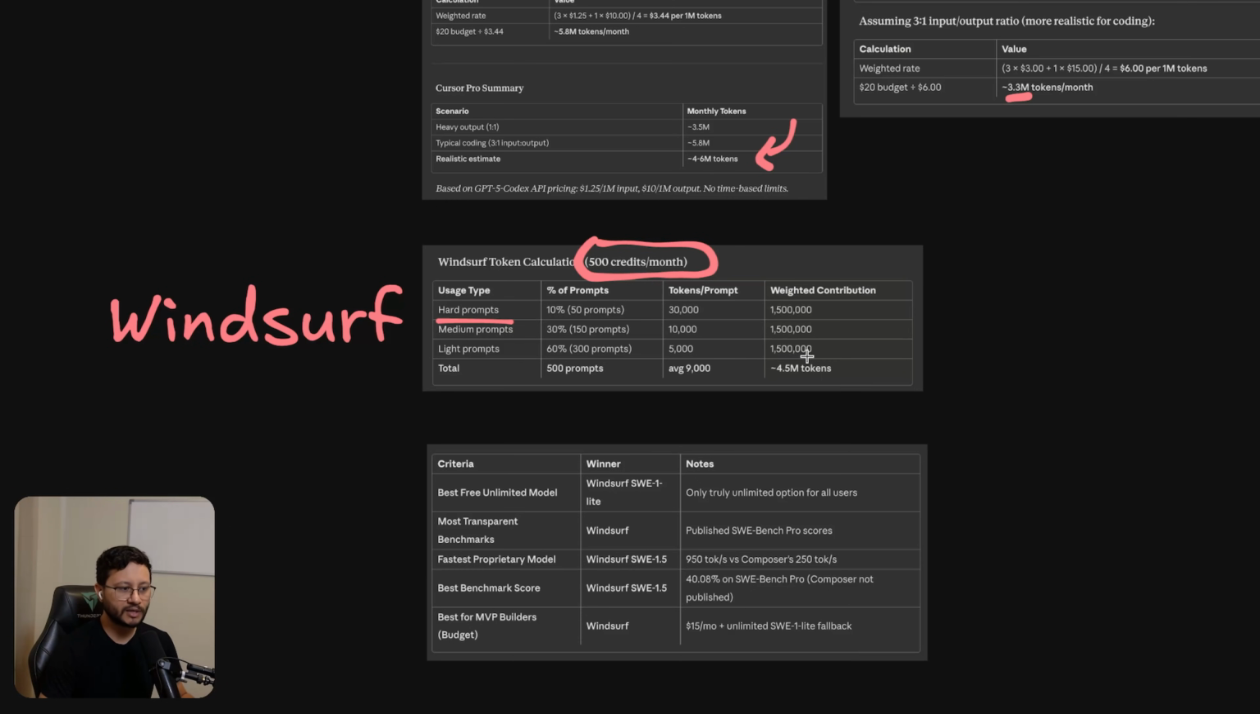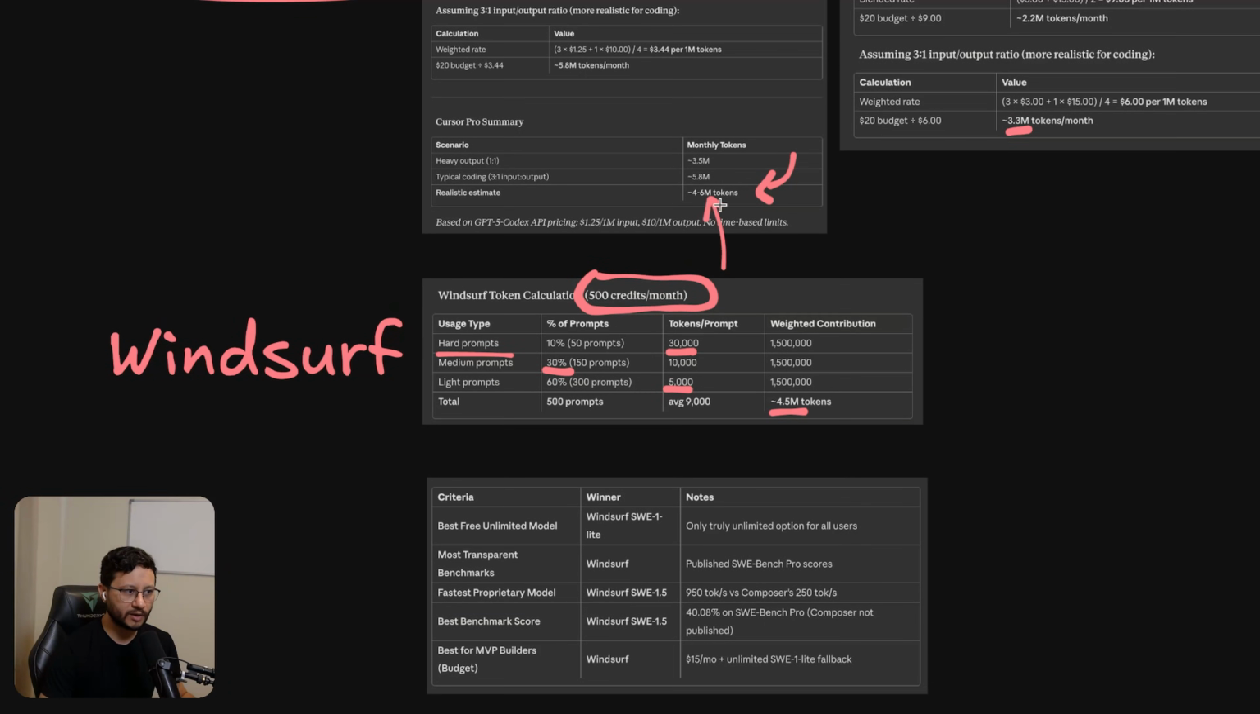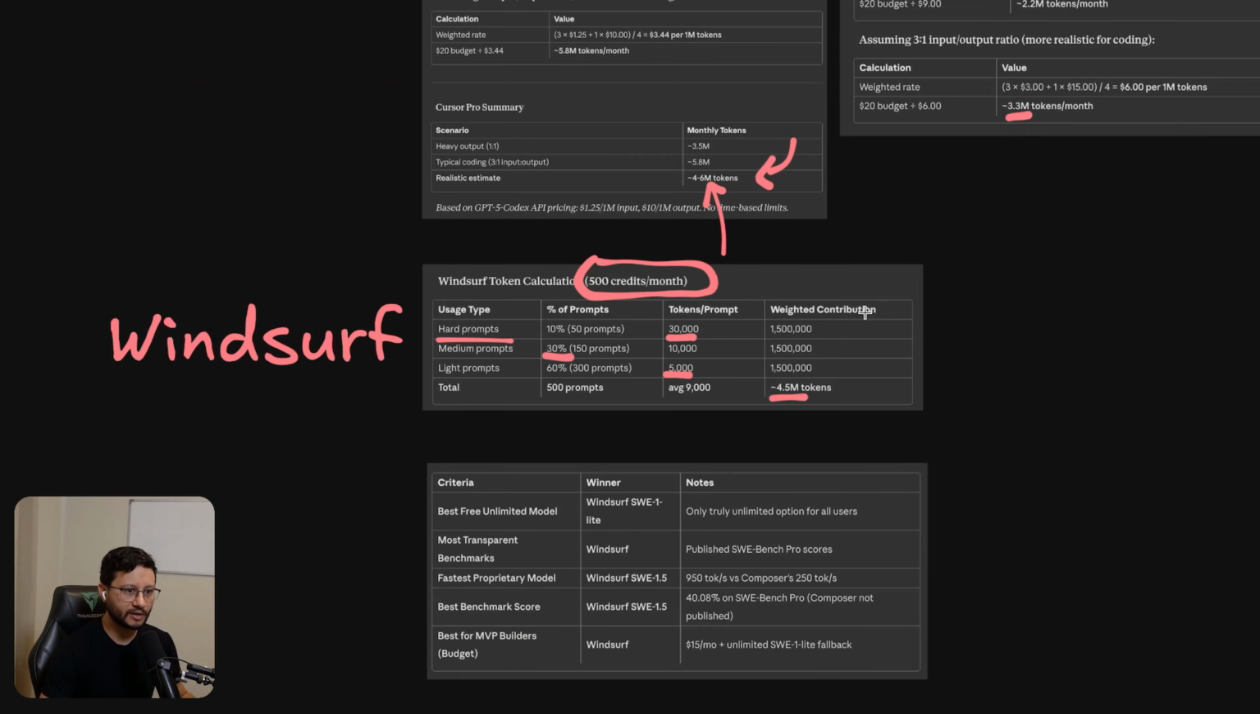I tried to calculate this, considering that 10% of these prompts would be actual hard prompts that would take up to 30,000 tokens per prompt. Then around 30% of these 500 credits could be wasted with 10K token prompts, and then a light prompt would take 5,000 tokens. And I mean, this is a lot, okay? This would average around 9,000, which would take us to roughly 4.5 million tokens. I liked this calculation just because it's around what Cursor gives us as tokens as well.